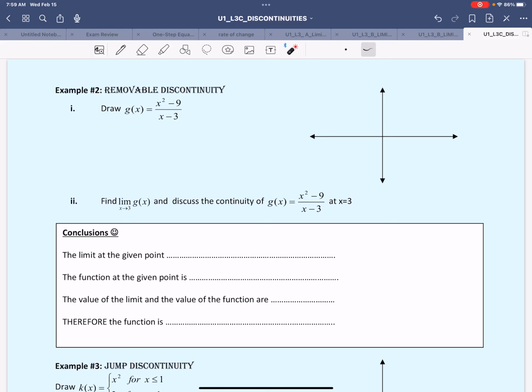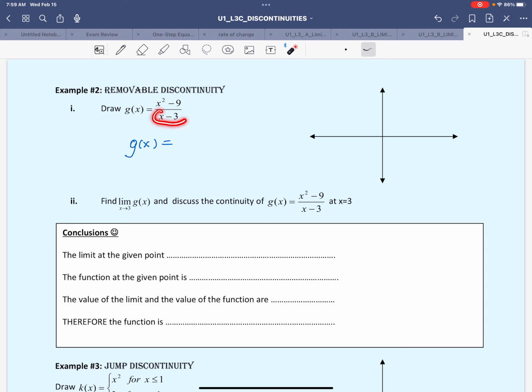Welcome back to the lesson on continuity, and let's explore together some examples of discontinuous functions. So first we're taking a look at g(x) equals (x squared minus 9) over (x minus 3). We have to draw the graph of this function first. And before starting to draw the graph of this function, let's examine the equation.